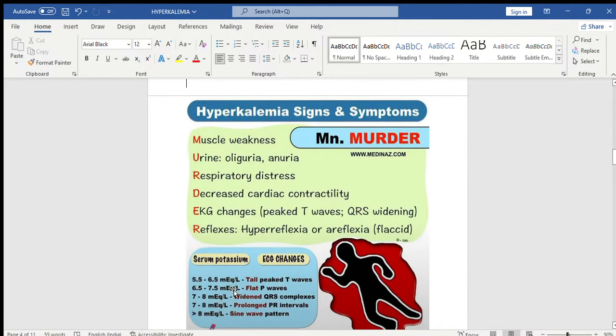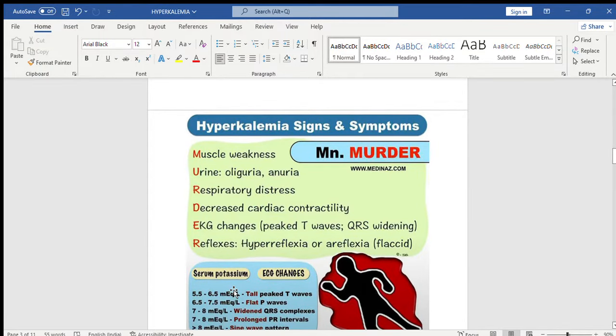Right. Since we were talking about murder, now let's see what this MURDER is all about. MURDER is a very important mnemonic because it's going to help us remember the signs and symptoms, what happens when you get a hyperkalemic state. So what does M stand for? If you're going to have hyperkalemia, you're going to have muscle weakness. So M stands for muscle weakness. The U of MURDER stands for urine, which represents either an oliguric state or anuric state. R stands for respiratory distress.